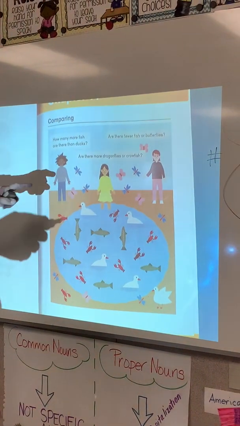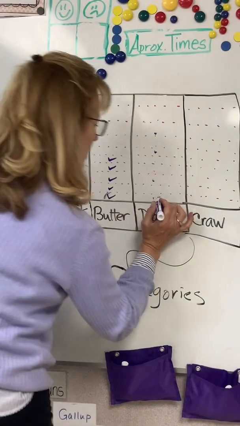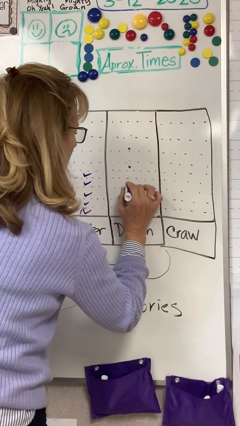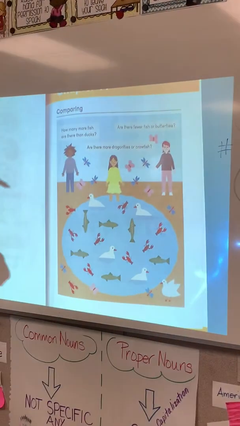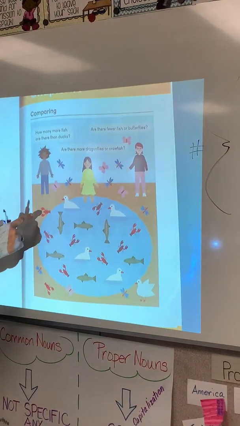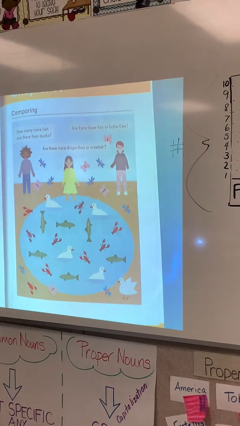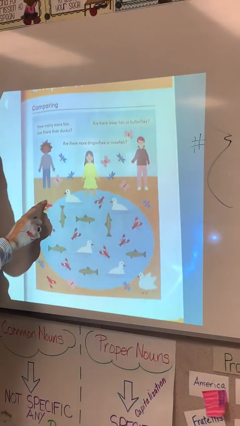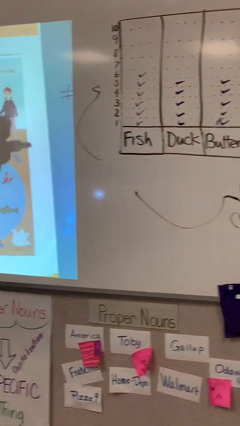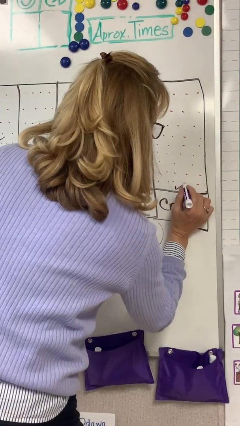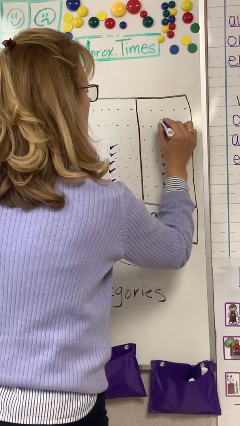Dragonflies. There's a lot more dragonflies, aren't there? 1, 2, 3, 4, 5, 6, 7 dragonflies. And crawfish. 1, 2, 3, 4, 5, 6, 7, 8, 9. I had trouble with these crawfish before. 9 crawfish.